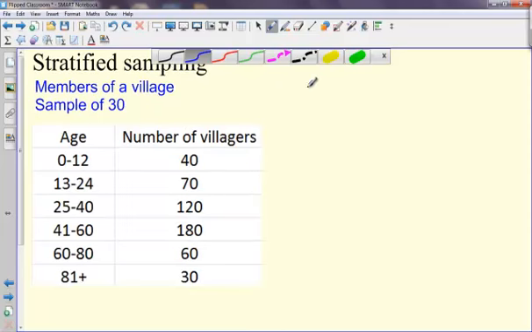One more example of the same sort of thing. I'm looking to get information about whether people think a youth club would be a good idea. And I've got members in a village, 40, 70, 120, 180, 60 and 30 in different age groups. There are 40 villagers between the ages of 0 and 12. I want a sample size of 30, but I don't want to just ask the 13 to 24-year-olds, because obviously their opinions are going to be a lot different to the people in the 60 to 80 age range. I need a good representation of all of these age groups.